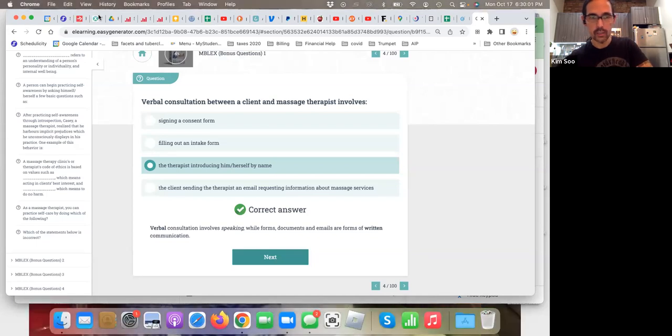Verbal consultation between a client and a massage therapist involves signing a consent form, so that's not verbal. Filling out an intake form, also not verbal, that's written. The therapist introducing him or herself by name, the client sending a therapist an email. Okay, I see. So only C is actually verbal.